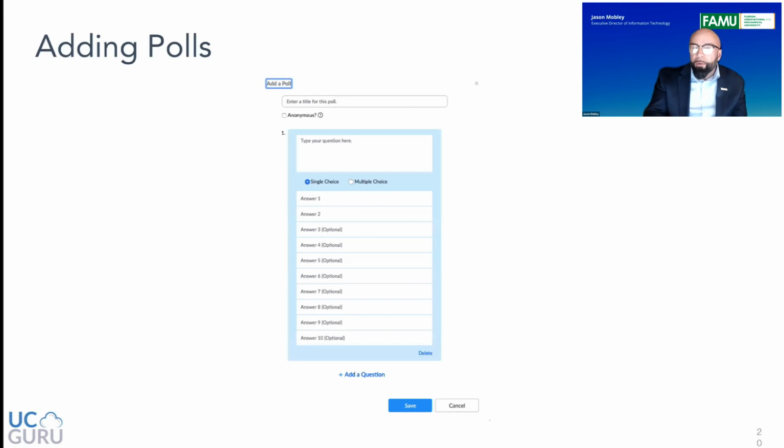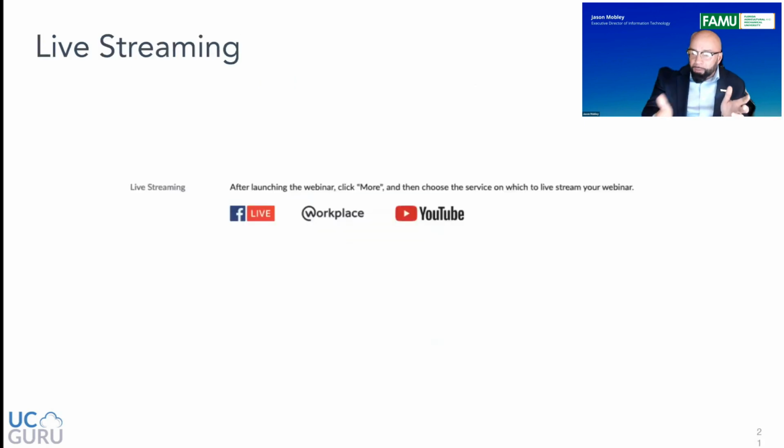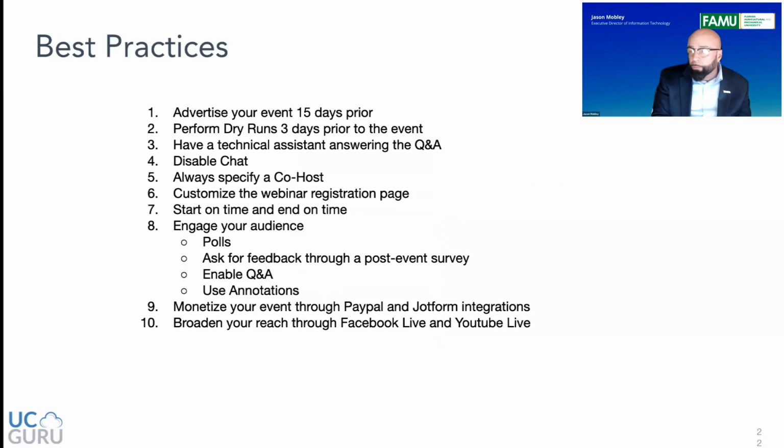Then when you add the polls, this is the same thing as Zoom meeting. So you enter the title, you can have the poll be anonymous or not. You type your question, and then one thing here is you can do single choice questions or multiple choice. And then at the bottom, you can add another question or add another poll. The live streaming options, I mentioned this before, and this is a very unique feature, and this can broaden your reach, right? So you can go Facebook Live, Facebook Workplace, or even YouTube, and it saves it after the fact.